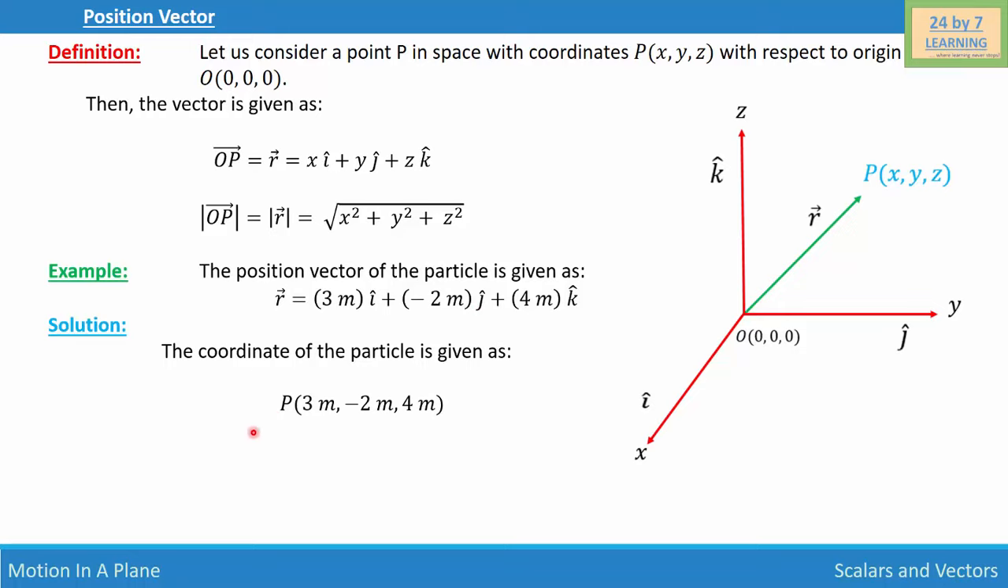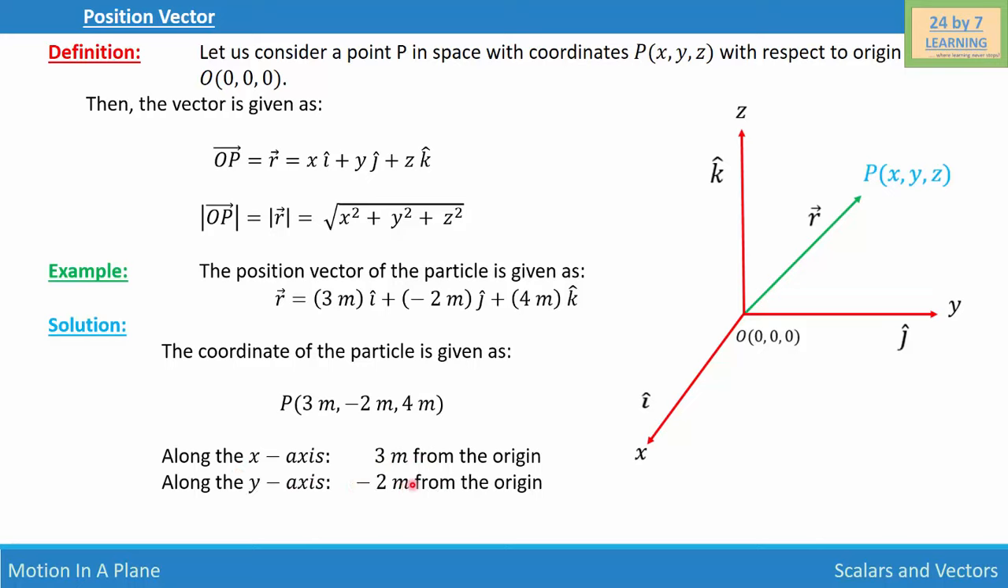The coordinate of a particle at any given point is P(3 meter, negative 2 meter, 4 meter). What does that mean? That simply means that these are the distances along the x, y, and z axes from the origin. So we will write: the particle is 3 meter from the origin along the x-axis, the particle is negative 2 meter from the origin along the y-axis, and the particle is also 4 meter from the origin along the z-axis. And this is how we will use and interpret the position vector.